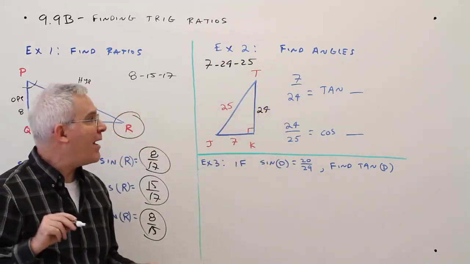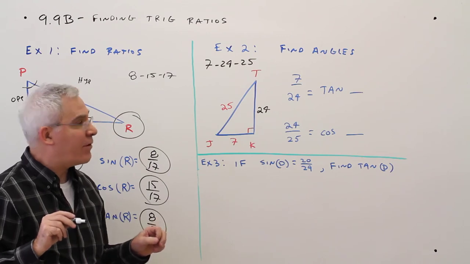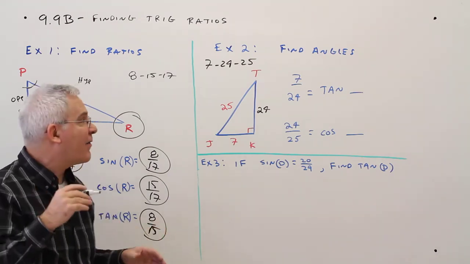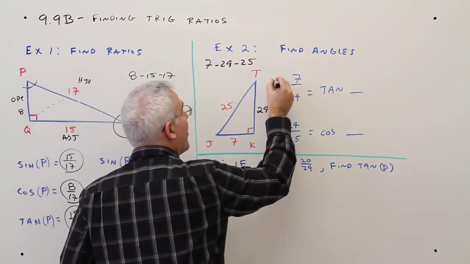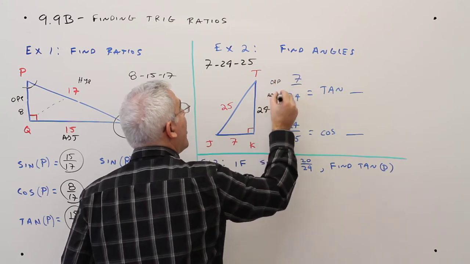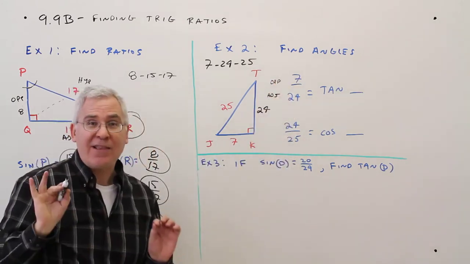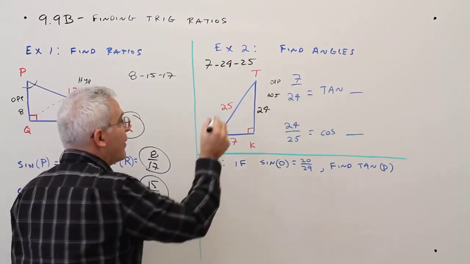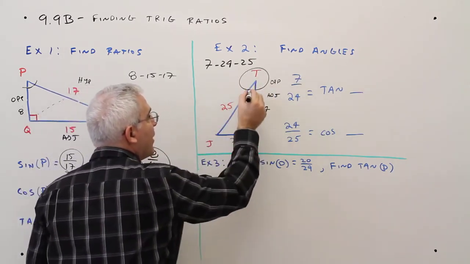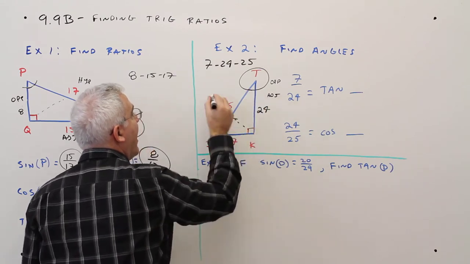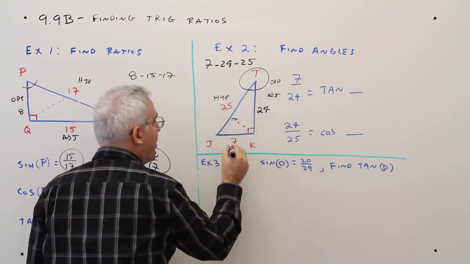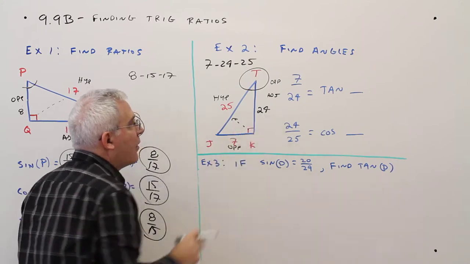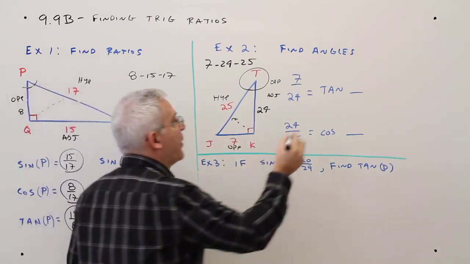All right, so if I want 7 over 24 to be the tangent of an angle, that's got to be opposite over adjacent. So I want this to be opposite, and I want this to be adjacent. So I've got to determine which angle will have a side of 7 opposite of it. Oh, angle T. This would be the hypotenuse. This would be the opposite. So angle T makes that happen.